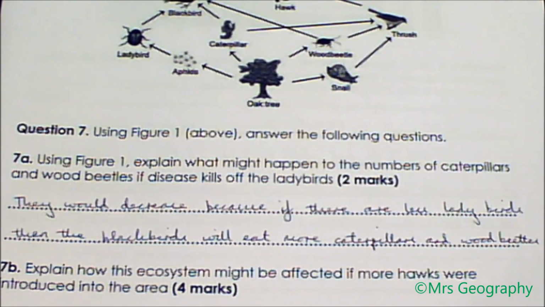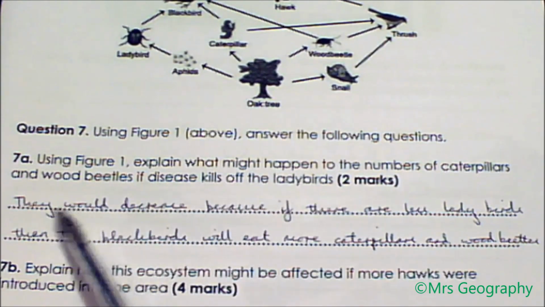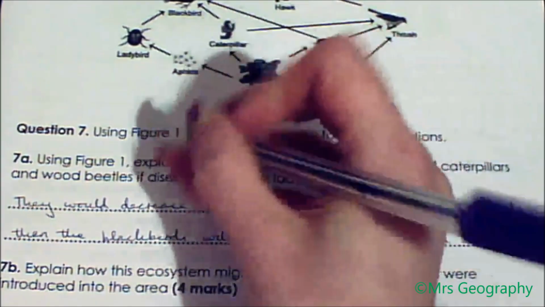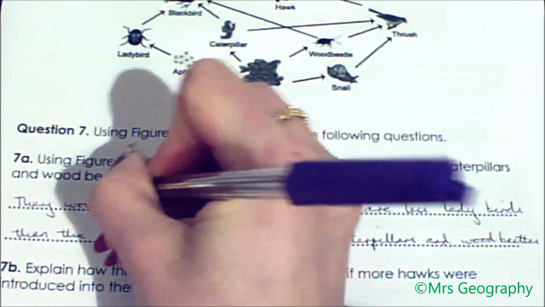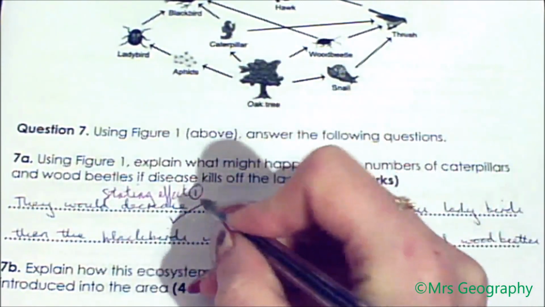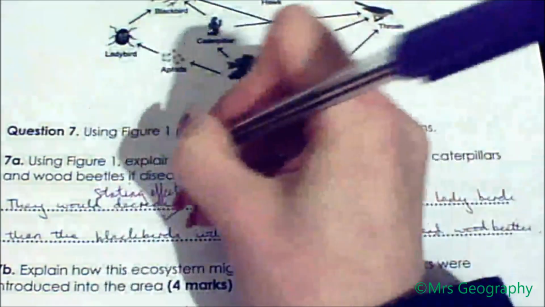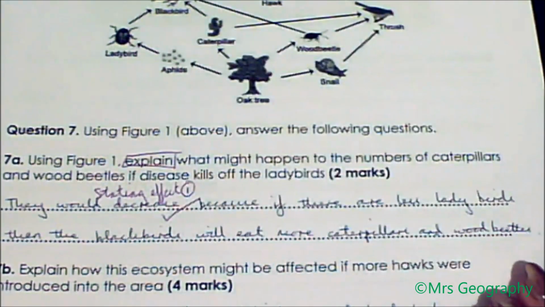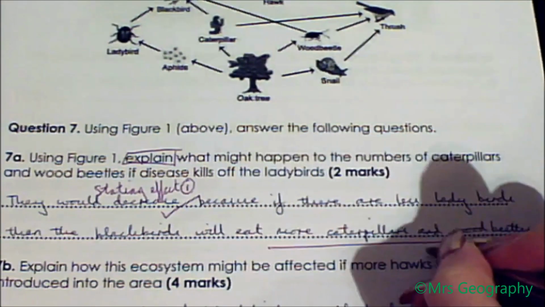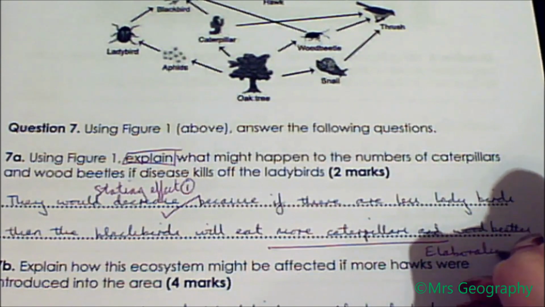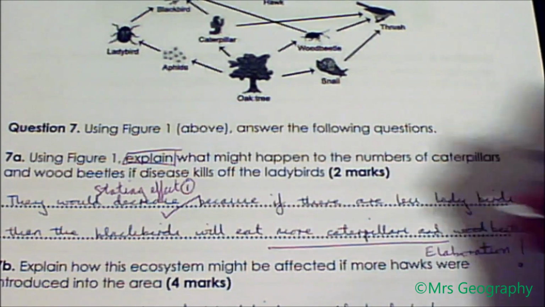Okay, question 7. What might happen? So they've mentioned that they would decrease. So decrease is them actually stating the effect. And because they've stated the effect, they get the mark, because they're saying what might happen. Now to get the 2nd mark, they need to explain their effect. So they have here, because if there are less ladybirds, then the blackbirds will eat more caterpillars and mud beetles. And that is their elaboration. And that gives them 2 marks.